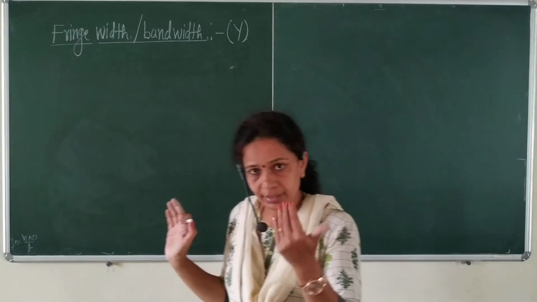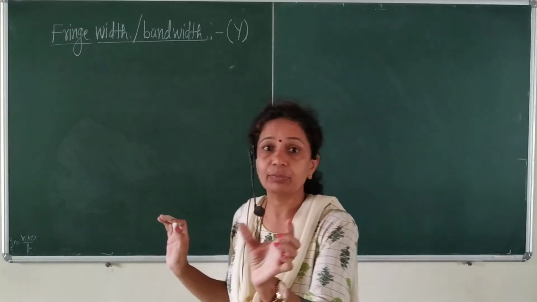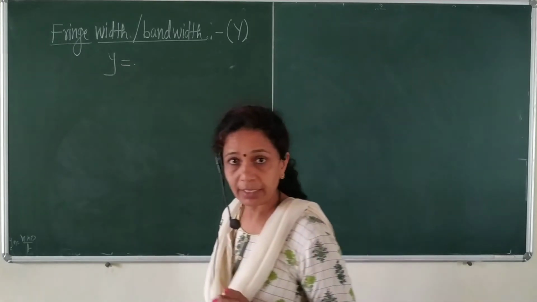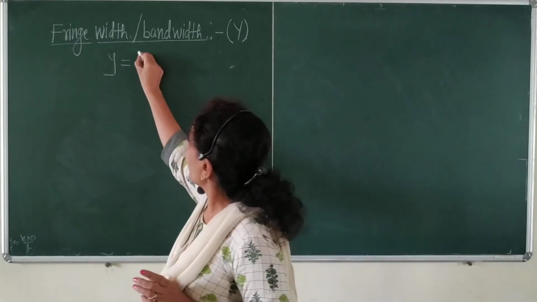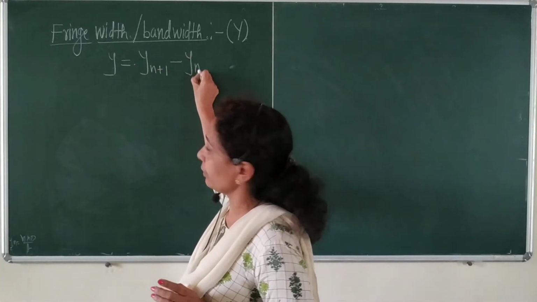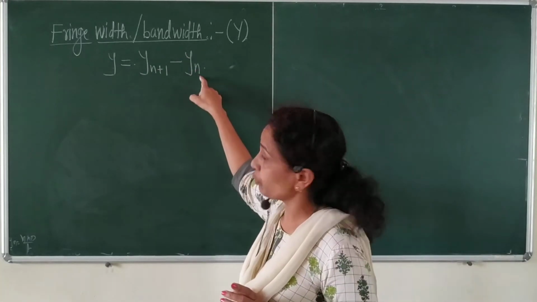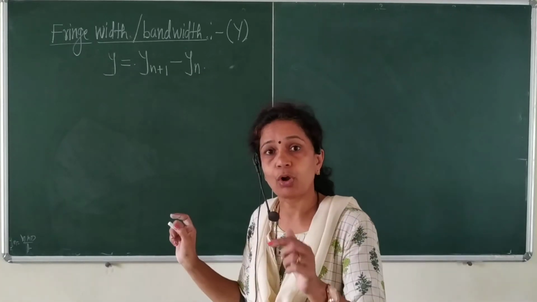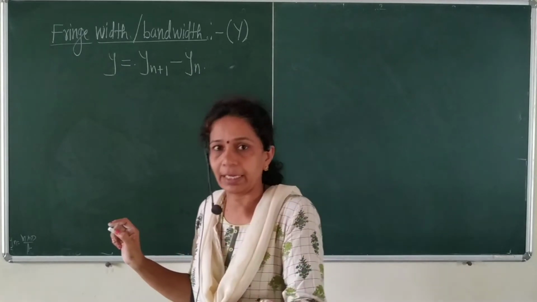Okay, let us calculate the distance between them. Therefore, fringe width is y equal to yn plus 1 minus yn. This is the position of the nth bright band and this is the position of the n plus 1th bright band.